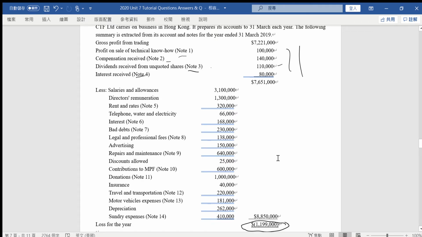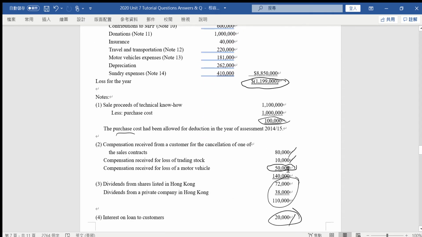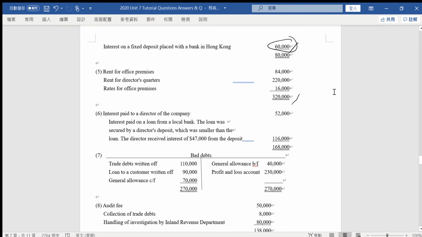Interest, Note 6. Now this one I will explain further in Part B. Looking at Note 6, you have two items. One is the interest paid to the director of the company, 52,000, and the other one is 116,000. It's the interest paid on a loan from a local bank. The loan was secured by the director's deposit, which was smaller than the loan, and the director received 47,000 from the deposit. Now for the first one.